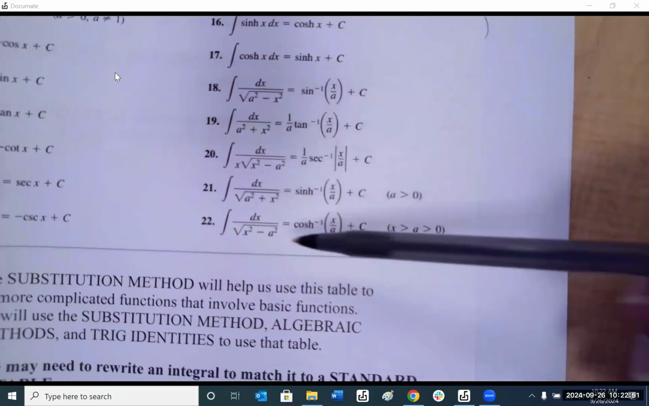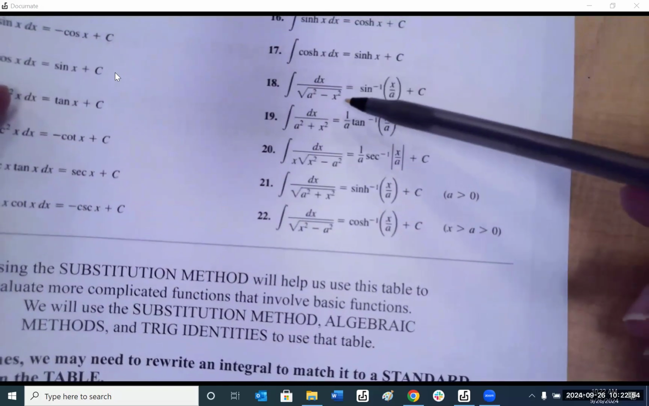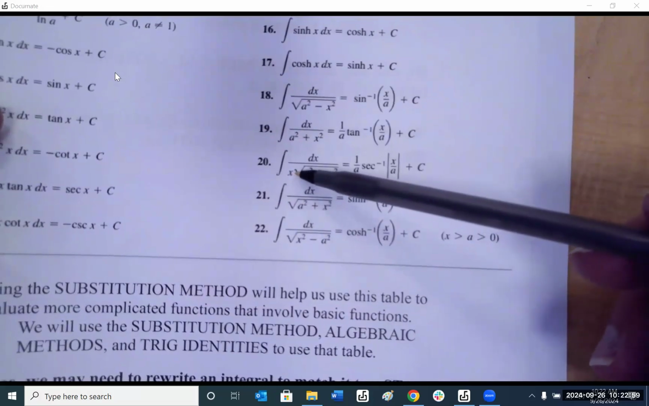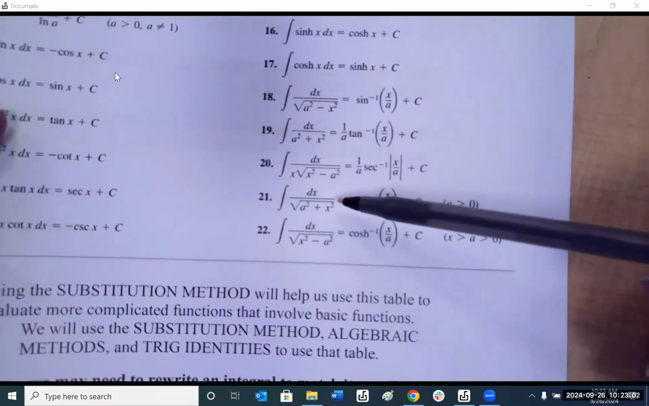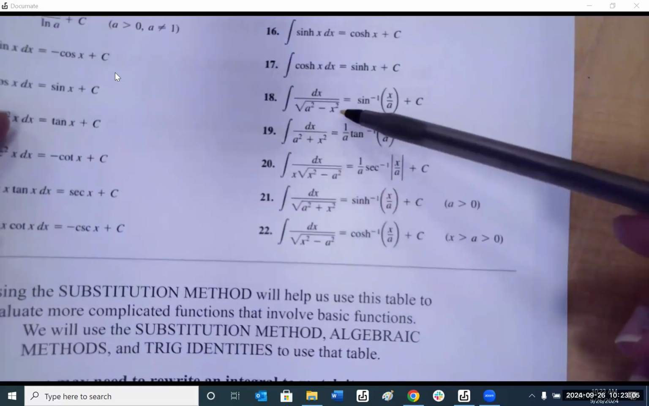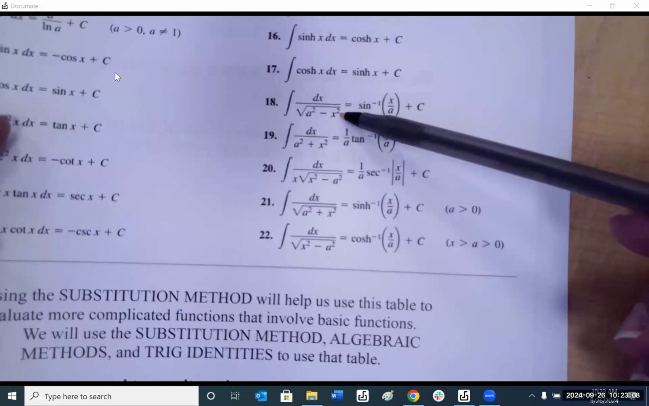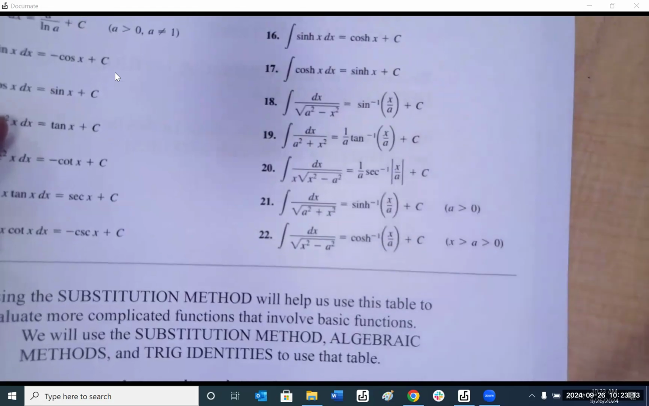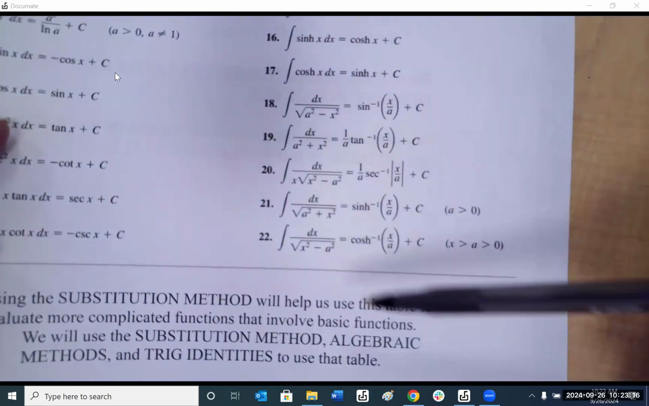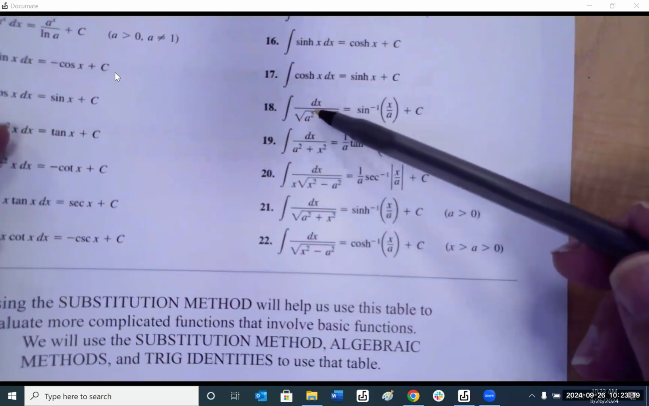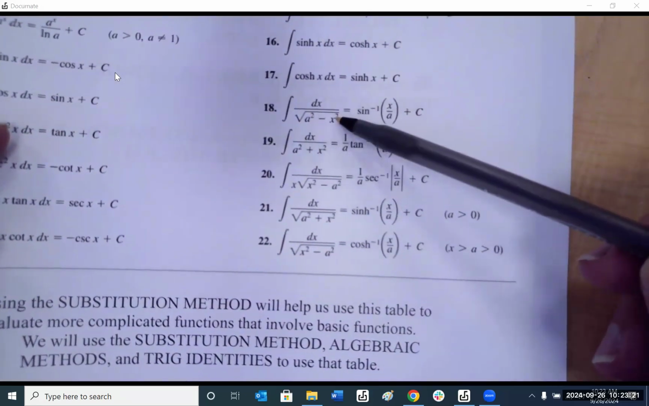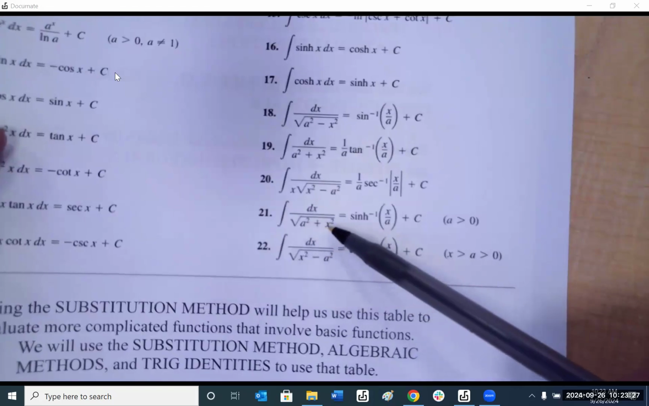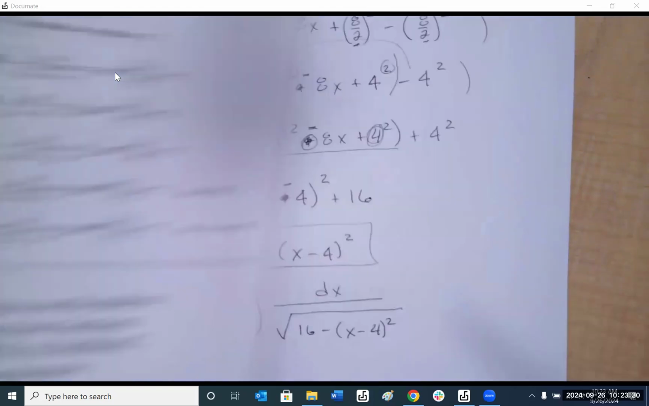So which one of these does it look like? Can it be this one? No, because there's no x in front. Can it be this one? Possibly. Can it be this one? Possibly. What's the difference between these three? This one's a squared minus x, so the negative's in front of the x. This one's x squared minus a, so the negative in front of the a. This one's a squared plus x squared. They're both positive. Do we have that here?